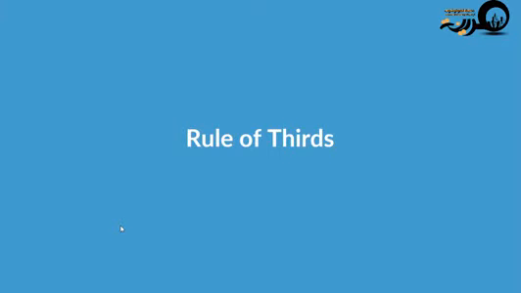Now, it's called the rule of thirds, but within photography, when we speak about rules, generally we would refer to them as guidelines, okay? So it's not something you have to strictly follow, but it really will help you improve your composition straight away.